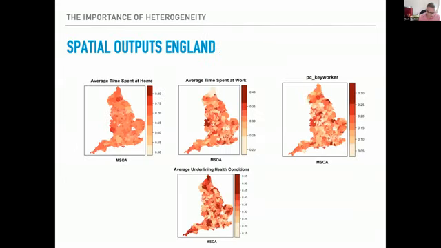And here are some examples of the kind of information we used in our model: average time spent at home, at work, key workers, thinking about people who would not be able to shield and might be more susceptible to exposure to the disease, and also underlying health conditions. If we look at, for example, where we ran our initial case study in Devon, there's obviously quite a lot of variation even in the county of Devon between where people live who might have underlying health conditions and also their daily patterns of activities.